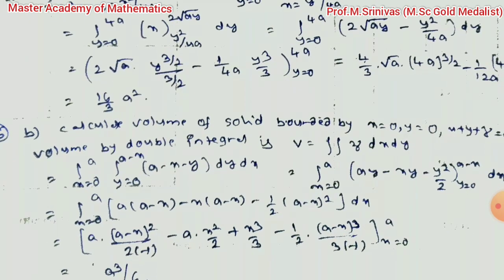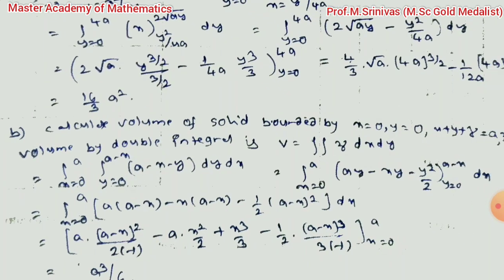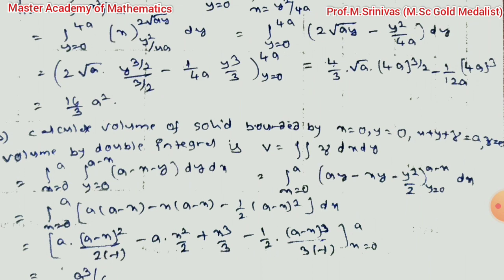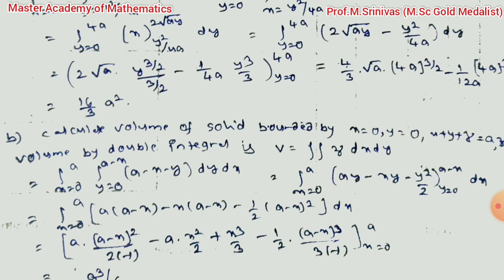Next, sixth b bit. Calculate the volume of the solid bounded by x equal to 0, y equal to 0, x plus y plus z equal to a, and z equal to 0. Volume can be calculated in two different ways: either a triple integration or a double integration. At present I am using double integration to get the volume. The formula is double integral z dx dy. You need to identify the x and y variable limits.